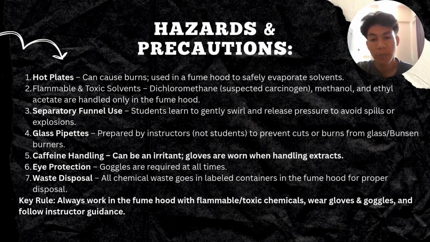Number 4 is glass pipettes, prepared by the instructor, not students, to prevent cuts or burns from glass or Bunsen burner. Number 5 is caffeine handling. It can be an irritant. Gloves are worn when handling extracts. Number 6 is eye protection. Goggles are required at all times. Number 7 is waste disposal. All chemical waste goes in the labeled containers in the fume hood for proper disposal. And for the key rule, always work in the fume hood with flammable or toxic chemicals, wear gloves and goggles, and follow instructor guidance.